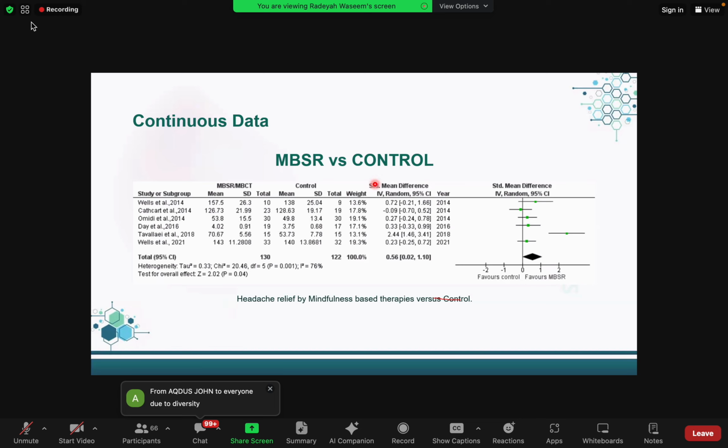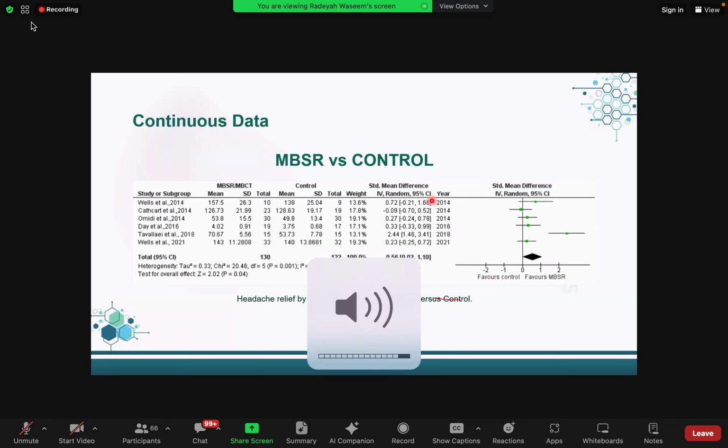Due to diversity. Excellent. Yes, to cater for the minor differences in the studies, to generalize the effect. Yes, exactly. And the other thing was fixed effects, right? You could either use random effects or fixed effects, and use random effects 95% confidence interval.